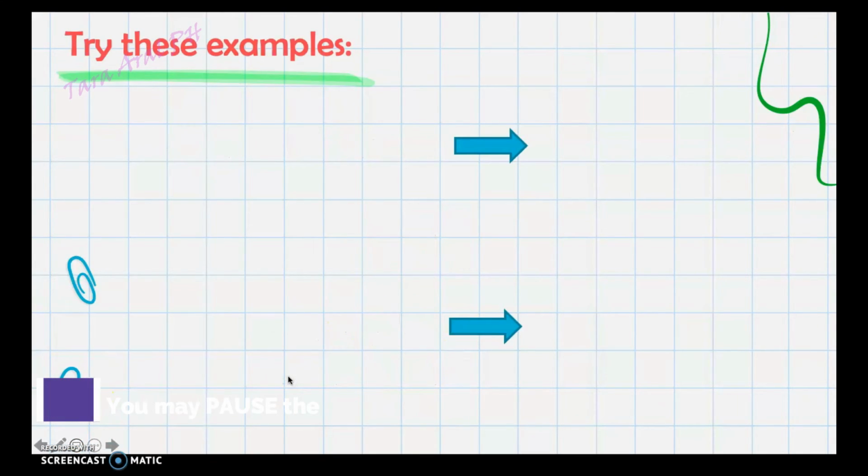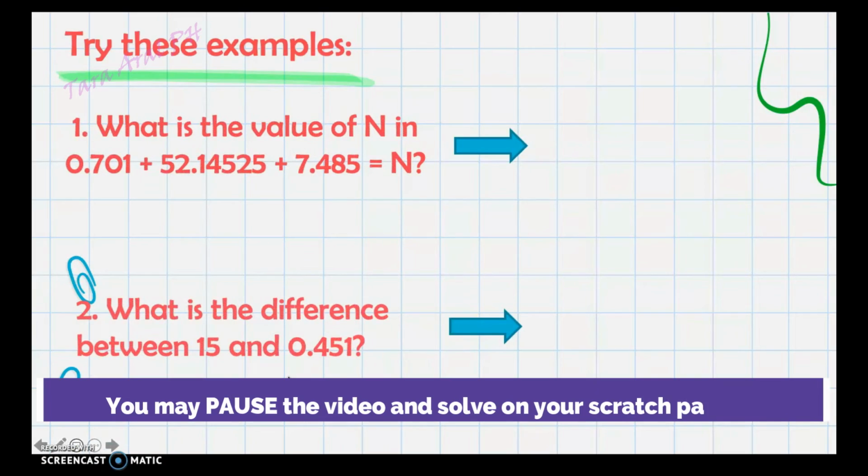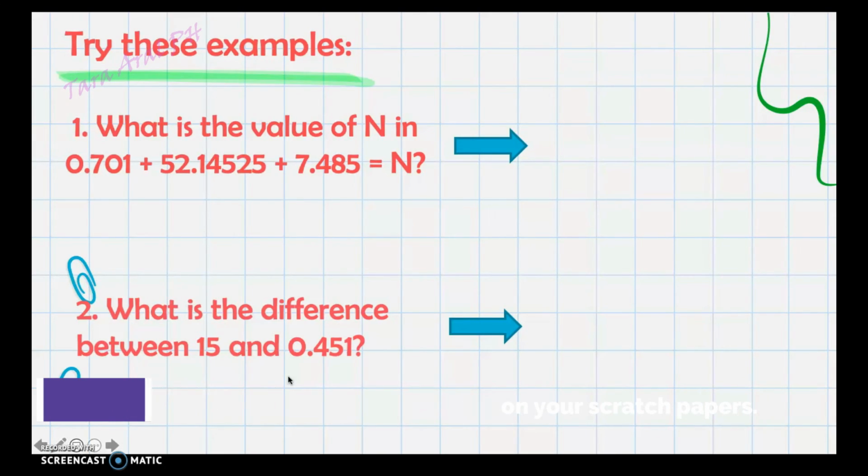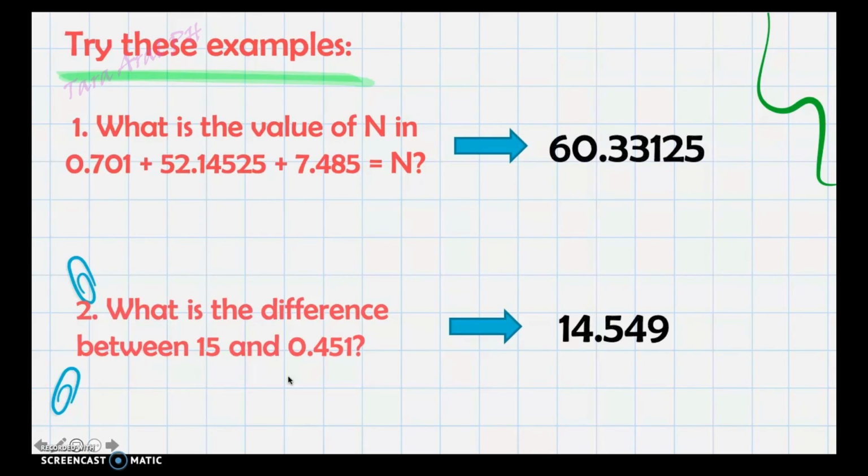You try these examples. Let's see if your answers are correct. For number 1, the answer is 60.33125, and for number 2, we have 14.549.